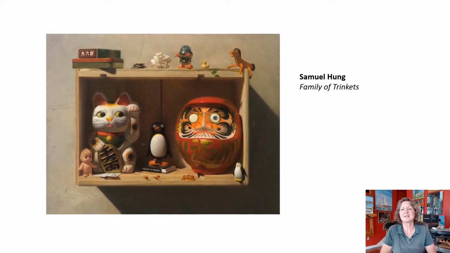Now here we've got Samuel Hung's family of trinkets, and these are most likely to be objects from around his studio or home. And they're wonderful pieces. These little pieces show up in other work that he does as well. So once again, perhaps not a symbol like a vanitas, but something that has personal meaning to him. These objects may be things either from his childhood, growing up, remind him of certain people or certain places. So the meaning doesn't have to necessarily be for the viewer.